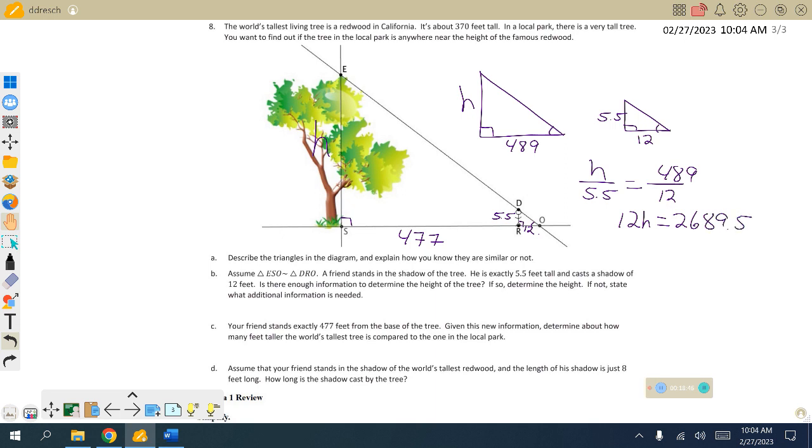Divide that. 224.125? That's a yes. Because that terminates, we'll just go ahead with it. Okay, about 224 feet. So we got feet on there, 224 feet. All right, I'm not gonna worry about letter D.